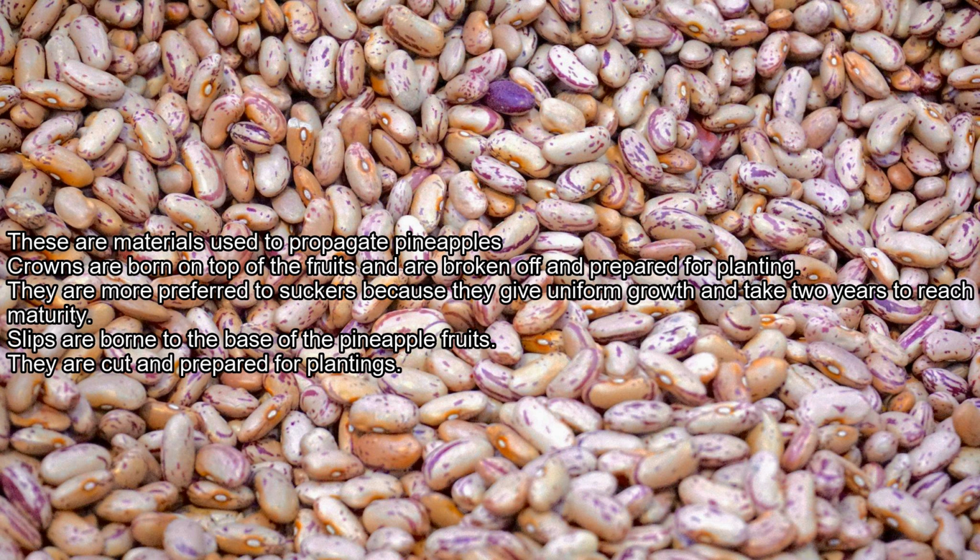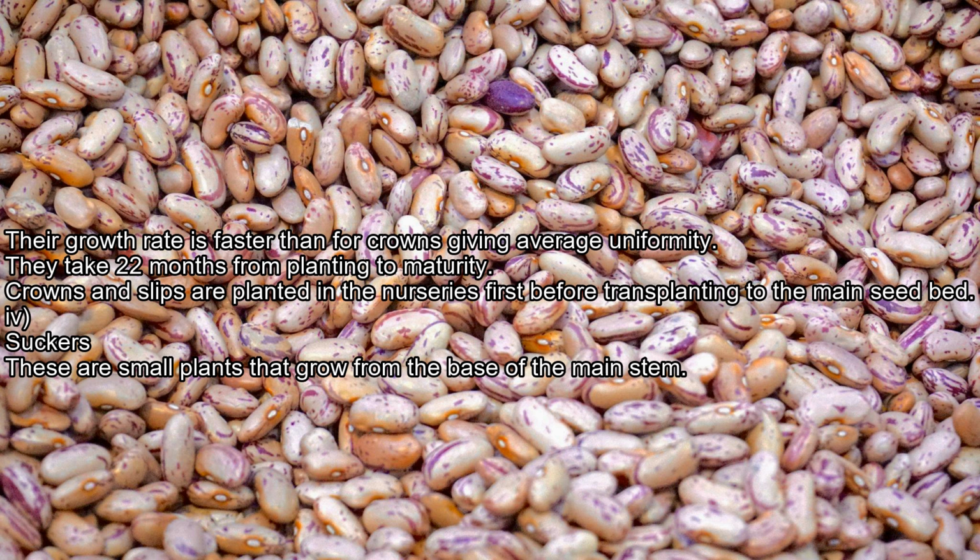Crowns are borne on top of the fruits and are broken off and prepared for planting. They are more preferred to suckers because they give uniform growth and take 2 years to reach maturity. Slips are borne at the base of the pineapple fruits. They are cut and prepared for planting. Their growth rate is faster than for crowns, giving average uniformity. They take 22 months from planting to maturity. Crowns and slips are planted in the nurseries first before transplanting to the main seed bed.